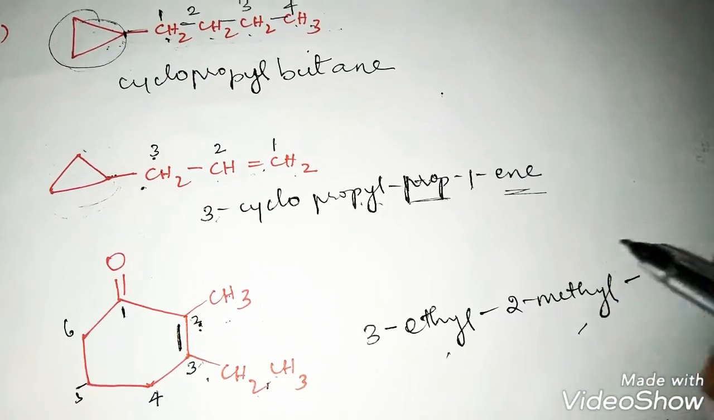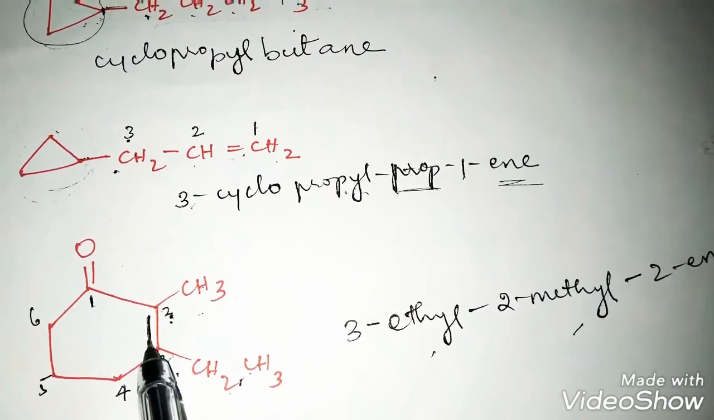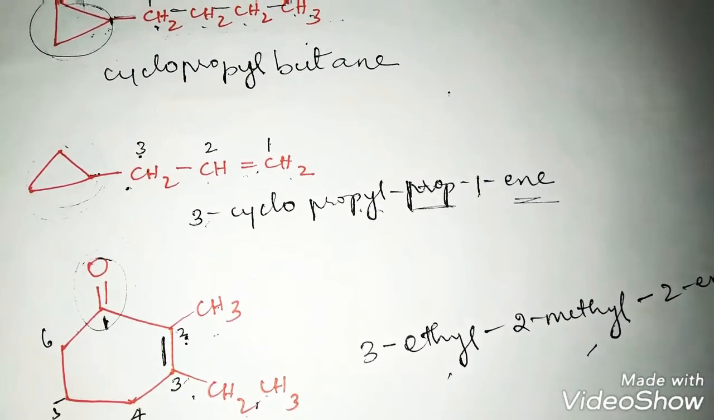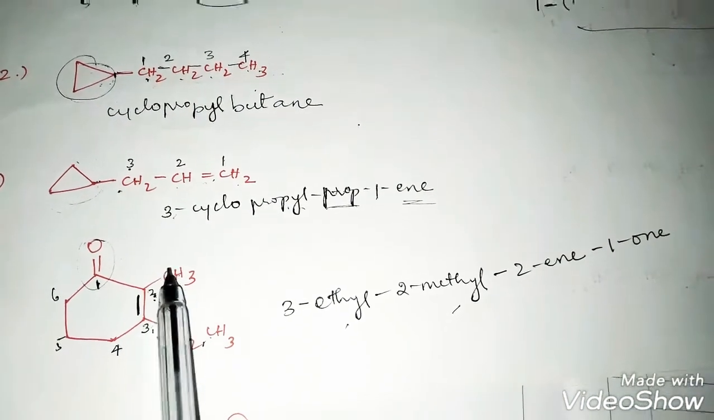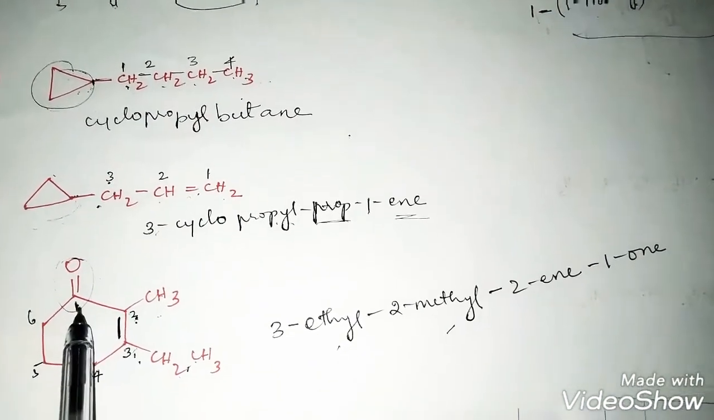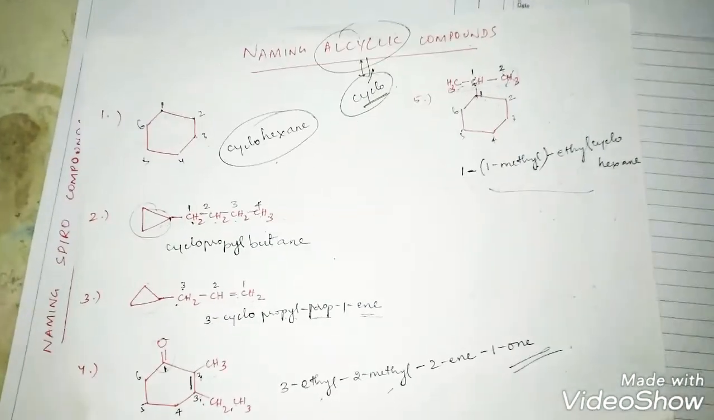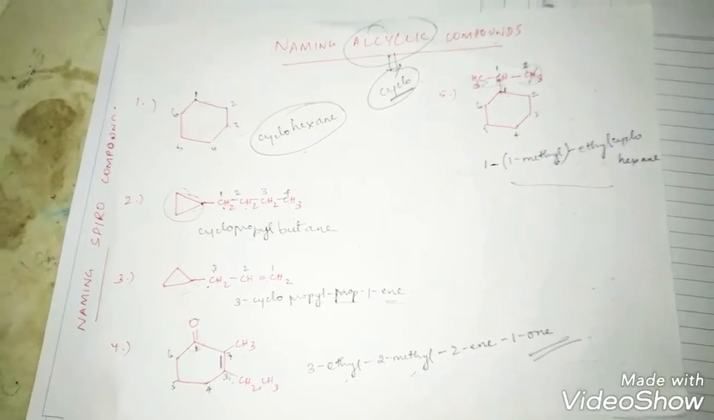So it is 2-ene, and in the first carbon I have the ketone group, it is 1-one. See the name? So it is 3-ethyl-2-methyl-2-ene-1-one. So this is the IUPAC name for this particular compound. So this is the IUPAC nomenclature of naming the alicyclic compounds.